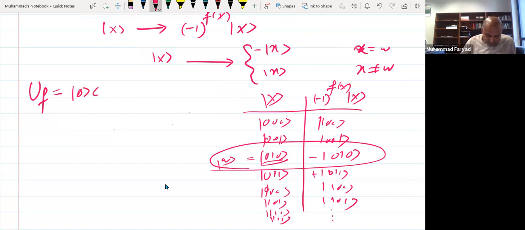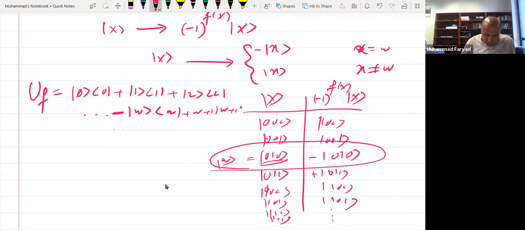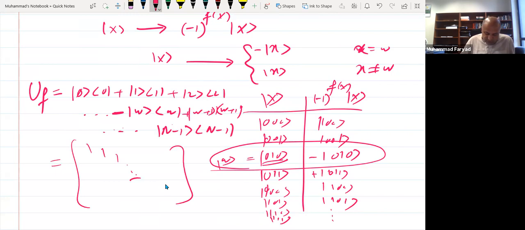Let me call it 0, 1, 2, and there is some W state that has this minus sign, then W plus 1, all the way to n minus 1. Which in matrix form is again like this: 1, 1, 1. Only one is minus and all others are 0. So this operator, as you can see, will transform any state to itself except the W state, which will be transformed to minus W state.